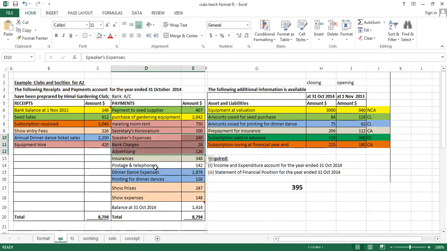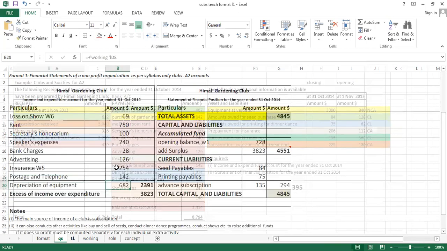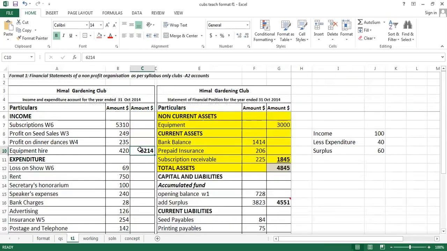This is also done. So all are colored. Now this last one, you can see closing balance. This goes in the statement of financial position. So this is also done, which means we have filled up everything in the required format. After having done this, your answer is more or less complete. First, you add up all the income: 5310 plus 249 plus 235 plus 420. You add it up and you get your total income.